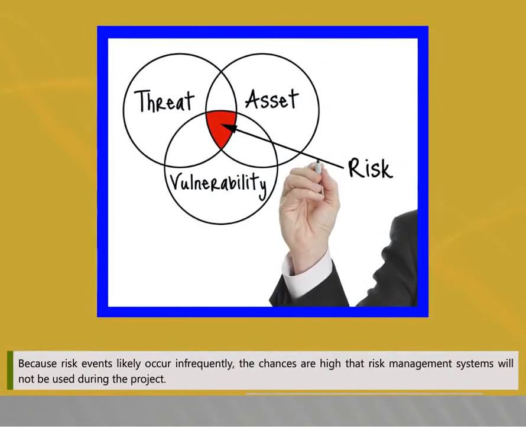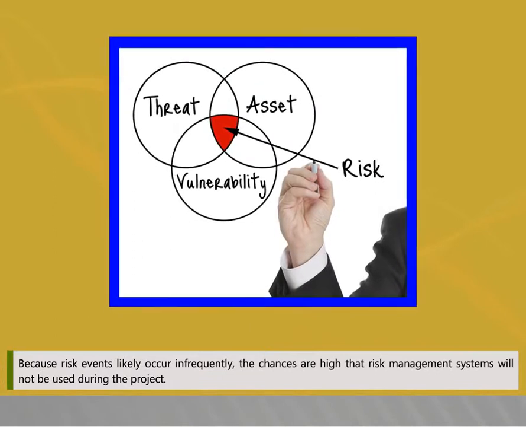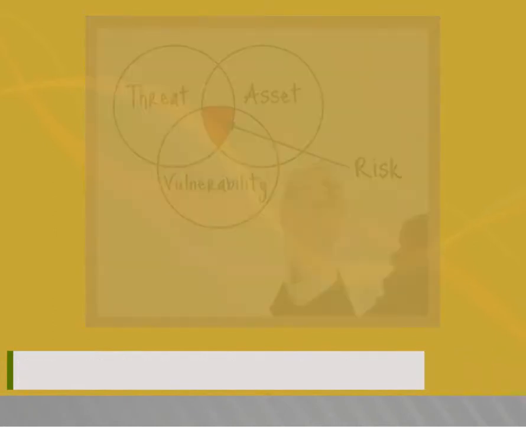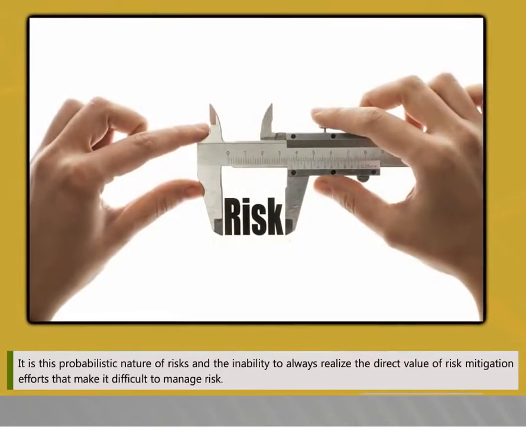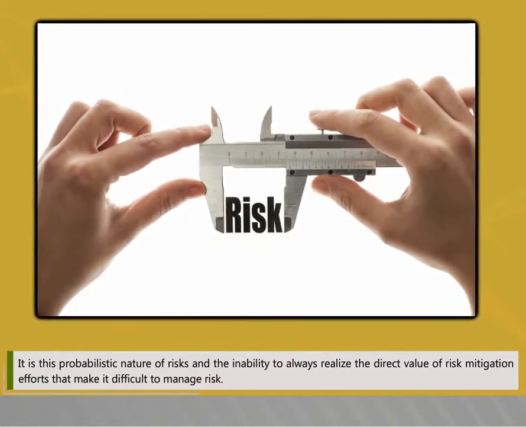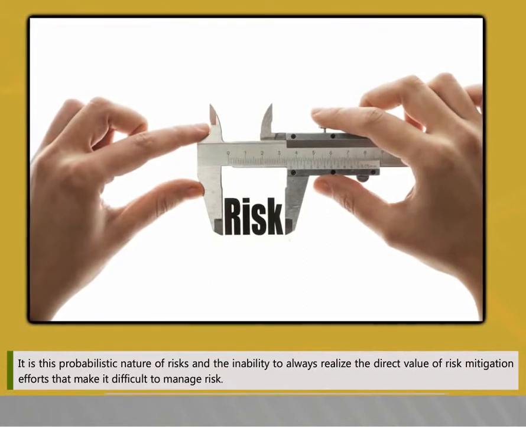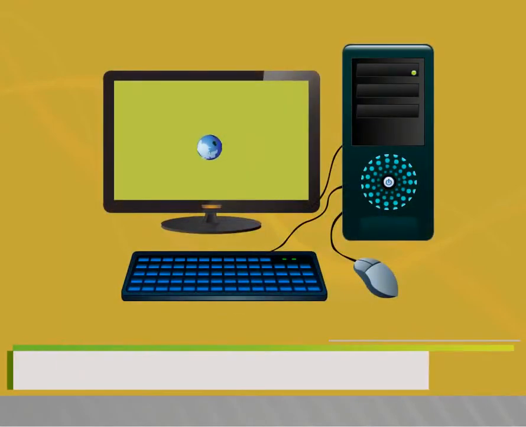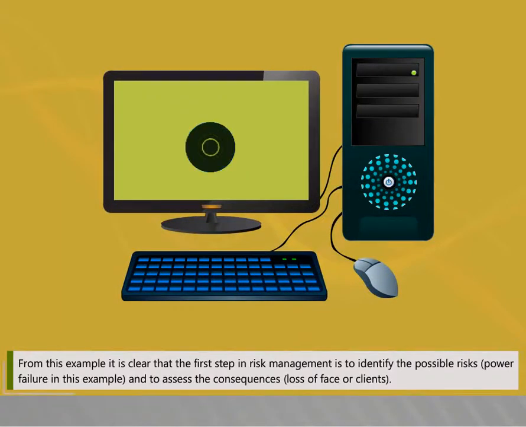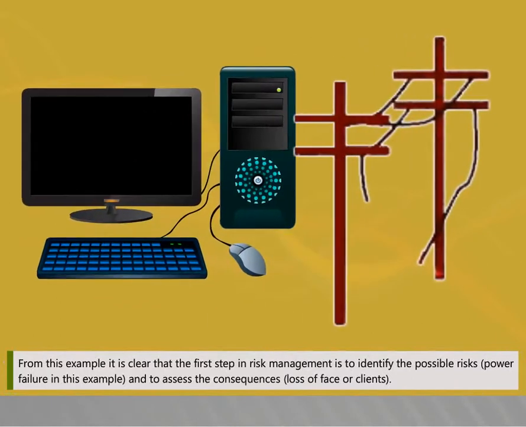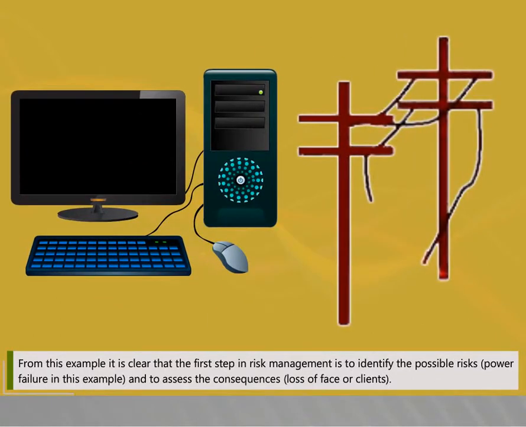Because risk events occur infrequently, the chances are high that risk management systems will not be used during the project. It is this probabilistic nature of risks and the inability to always realize the direct value of risk mitigation efforts that make it difficult to manage risk. From this example, it is clear that the first step in risk management is to identify the possible risk, that is a power failure in this example, and to assess the consequences, that is loss of face or clients.